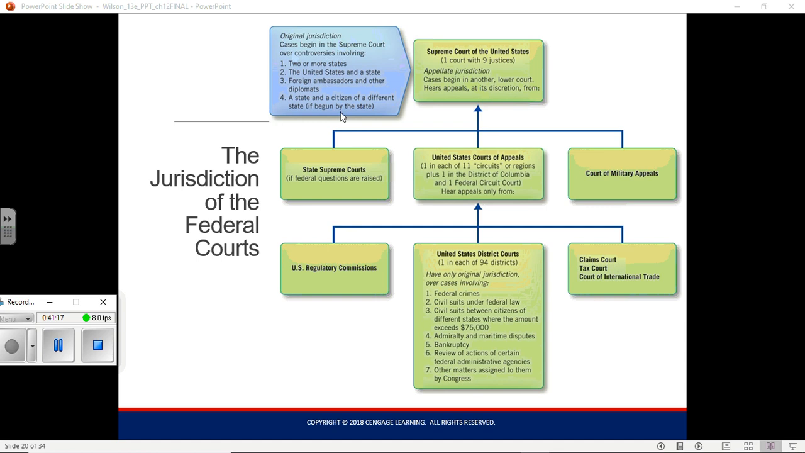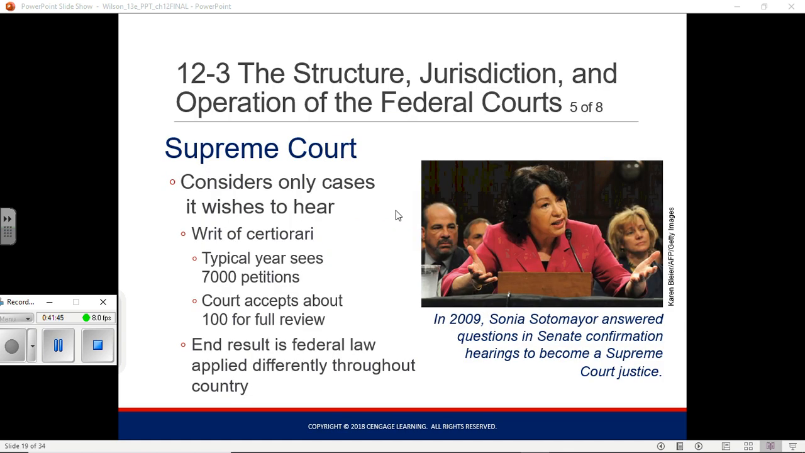There are a few cases that will go to the Supreme Court. There's no choice. If two states have a case, it's going to the Supreme Court. If it involves the United States and a state, it goes to the Supreme Court. Foreign ambassadors go to the Supreme Court. And a state and a citizen of a different state, right? As I've already said, that is a case that will go to the United States Supreme Court. Outside of that, though, there's no guarantee you'll go to the show. The Supreme Court only hears the cases it wants to hear. That's right. They pick and choose.